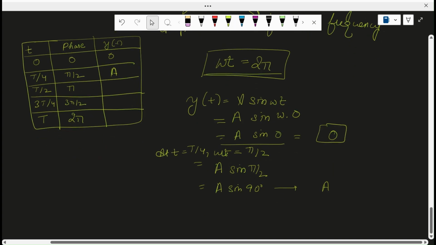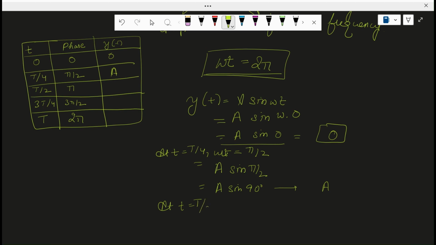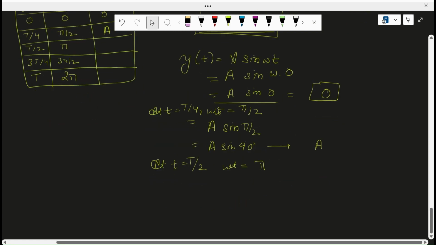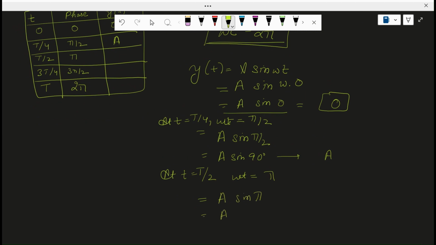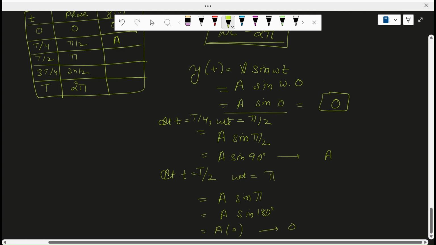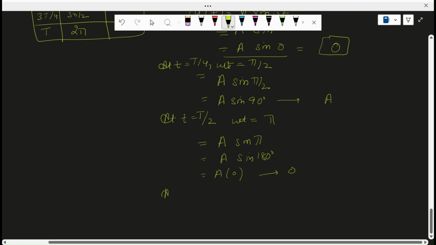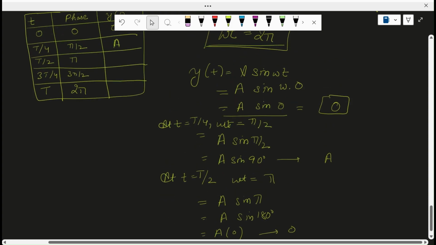Then moving on further, at t is equal to T by 2, omega t will be pi, right? So this will be completely A sine pi, and this is A sine 180 degrees. So A sine 180 degrees is 0. Again we have the value 0. Fine. Moving on further, let me write here 0.